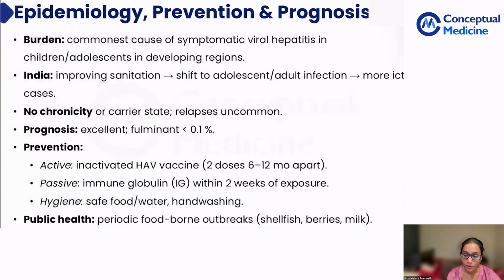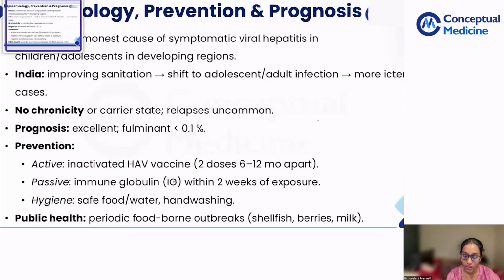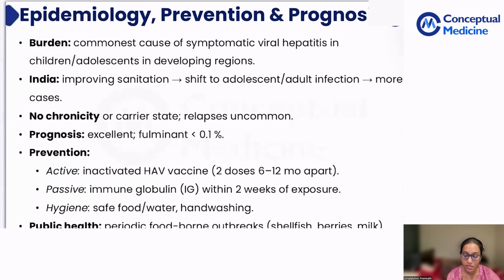We'll be coming to who needs to take it and what the dose is. Now, the commonest cause of symptomatic viral hepatitis in children and adolescents in developing nations is hepatitis A. With improving sanitation, there is a shift. It's more of sporadic cases. There's no chronicity, carrier state, or relapse. Fulminant hepatitis is less than 1.1%.